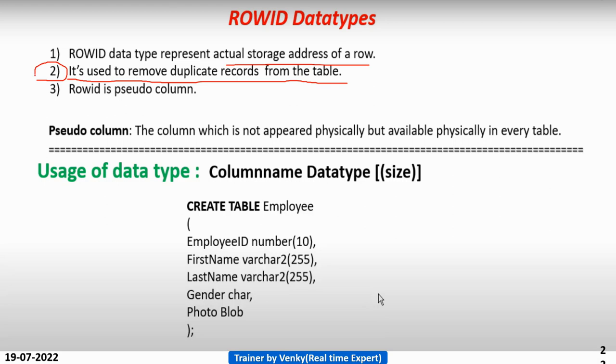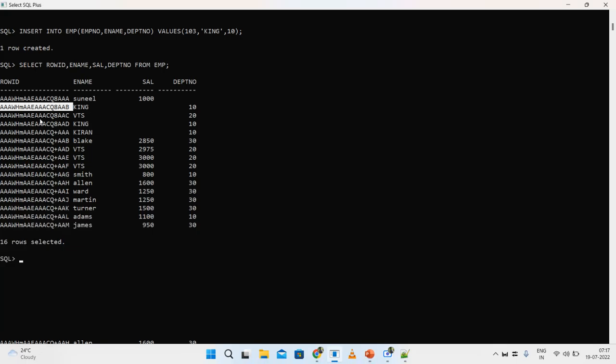There we can insert multiple duplicate records, and by using row ID we can delete them. Clear? So what is this row ID? It is a physical address of the row. Physical address means, see why we use this row ID, why it is important, why they have introduced it.